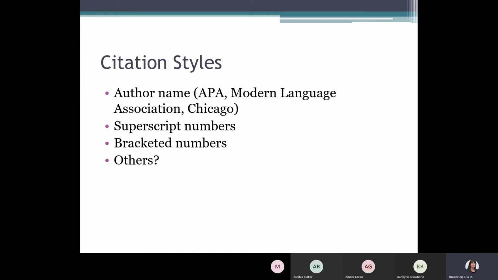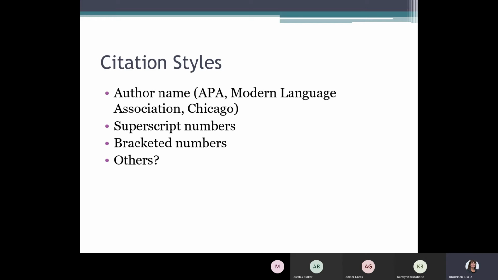Okay, and there's different citation styles. In this course, or in nursing school, you're required to use APA editorial citation style, but many scholarly sources use different citation styles, such as superscript numbers that correspond to entries in a reference list at the end of the source. They can also be bracketed numbers.